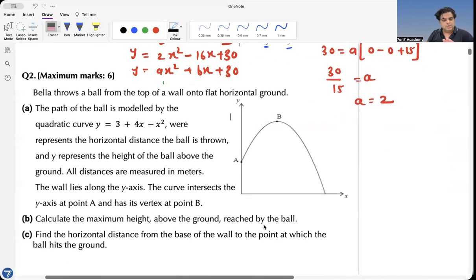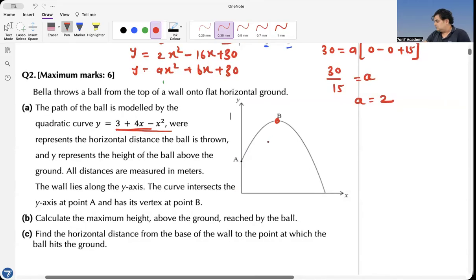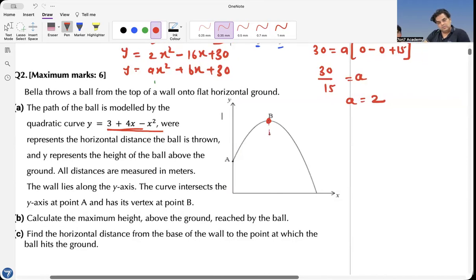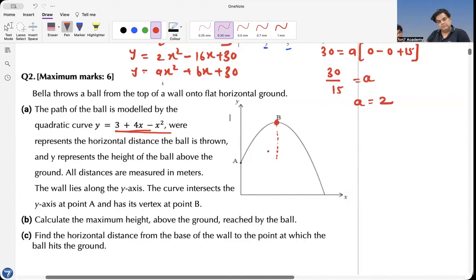Now the second question. In the second question, what have you been given? This is the equation given to you. What did they ask? The curve intersects the y-axis at A and has its vertex at B. So by looking at this, can you get these two points? Calculate the maximum height. When you say maximum height, what are you trying to find out? The y value when x is h, so minus b by 2a.